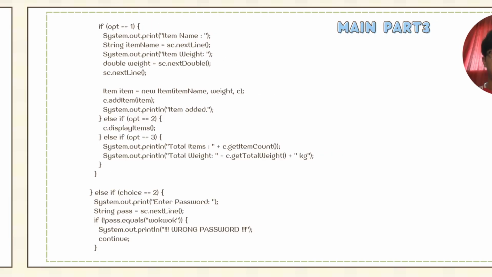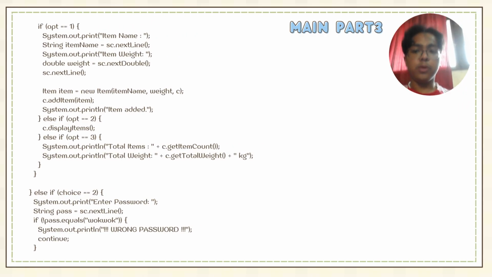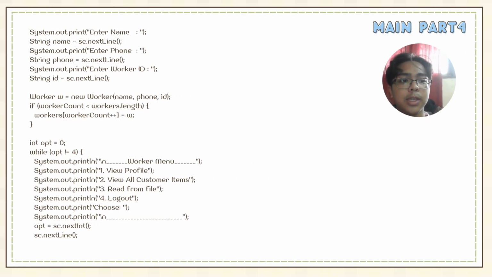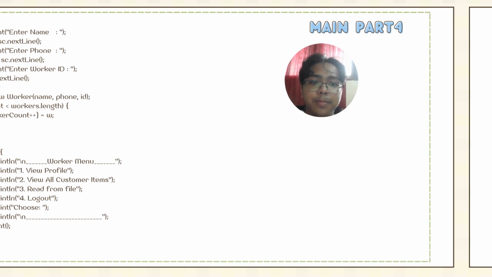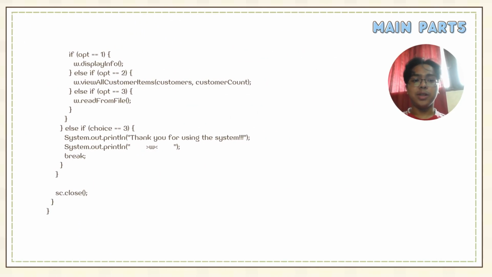And for the next one, when they choose two, they will be workers, and here they will log in with a password that has been fixed. Workers can view their own profile and they can view all the items in the system, and they can import data from files into the system. The next choice will be three, that is exit, where they will close the system. So now let's proceed with the sample.